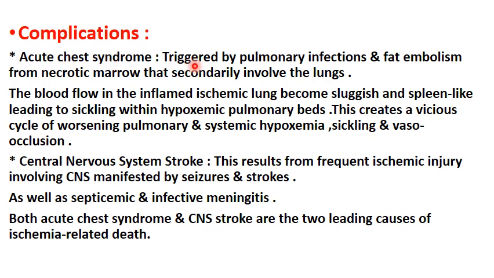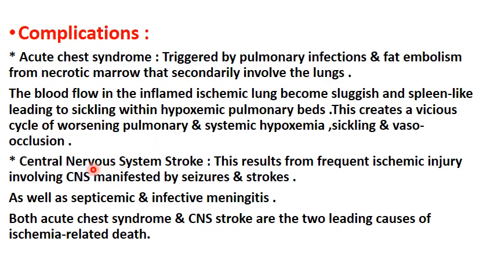It is triggered, induced, provoked by pulmonary infection, fat embolism from necrotic marrow that's secondarily involving the lung. When the blood flow in the inflamed ischemic lung becomes, of course, sluggish, spleen-like, it leads to sickling within the hypoxic pulmonary beds, which creates a vicious circle of worsening pulmonary and systemic hypoxemia, sickling, and vaso-occlusion. This is acute chest syndrome, which is triggered by the pulmonary infection and fat embolism from the necrotic bone marrow.